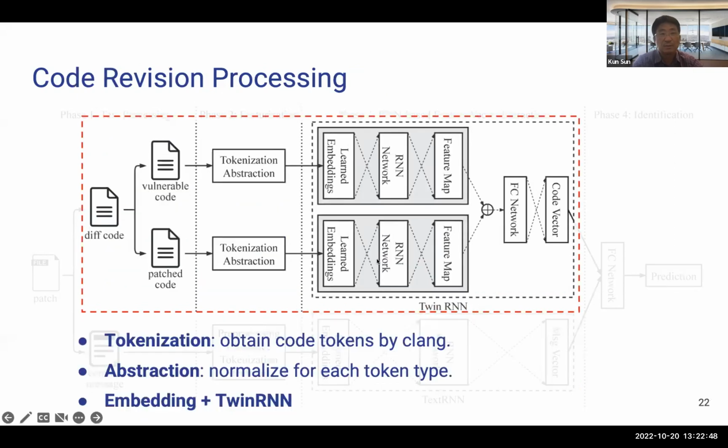And for the code revision, we got two versions of the source code. One is a vulnerable code, the other one is a patched code. Both are derived from the diff code. And then we do tokenization on both pieces of code. And then we use this twin RNN on the patched code and vulnerable code.